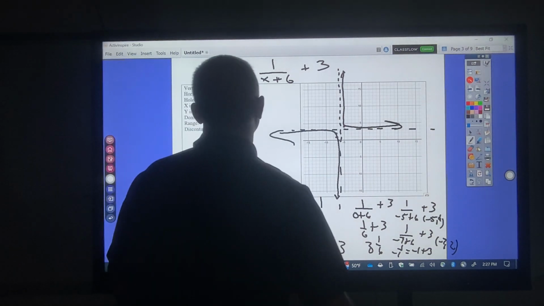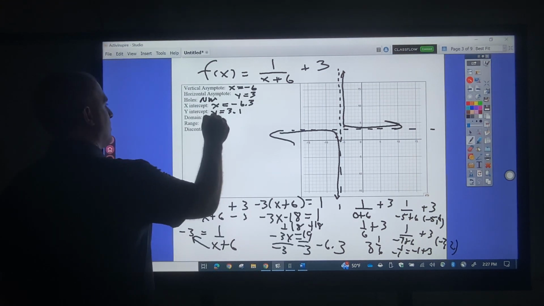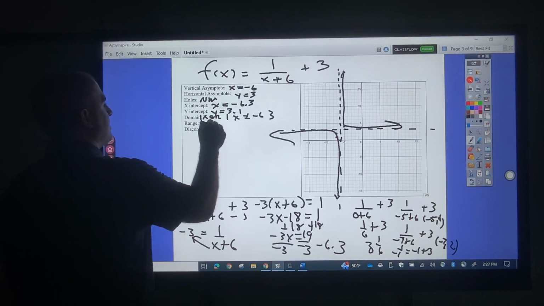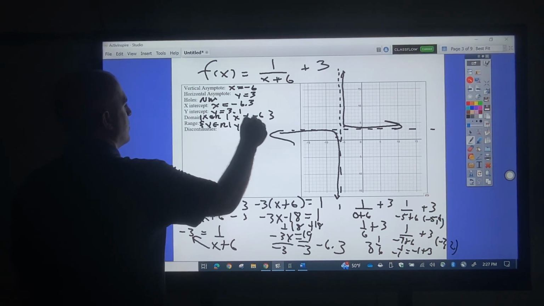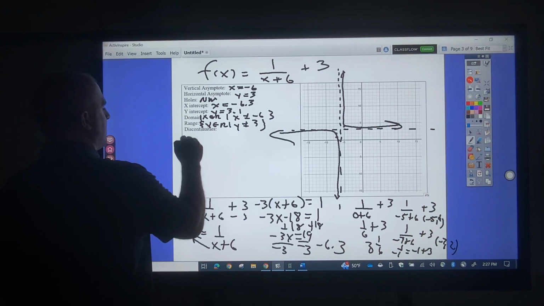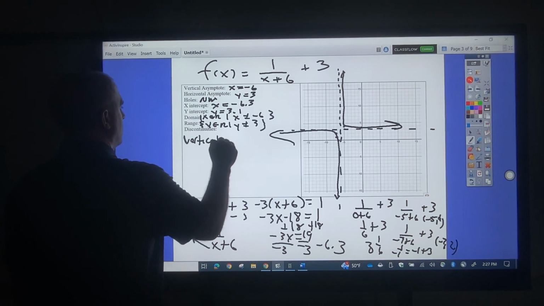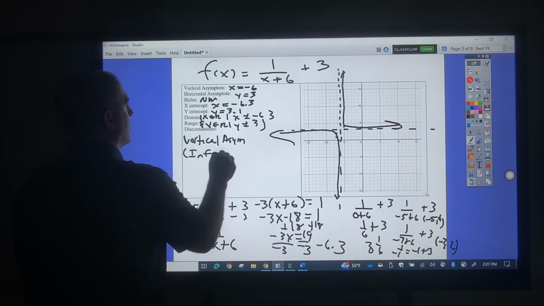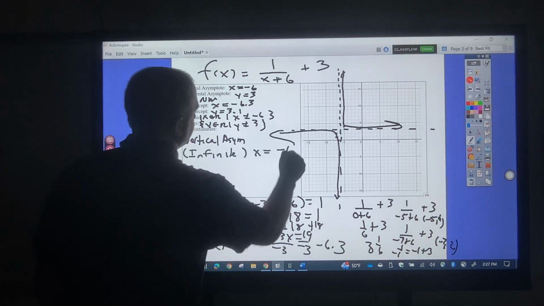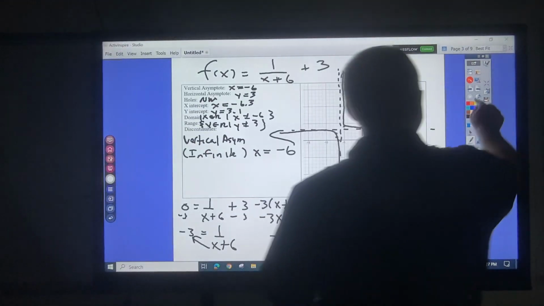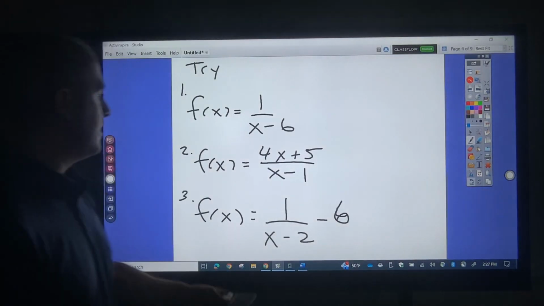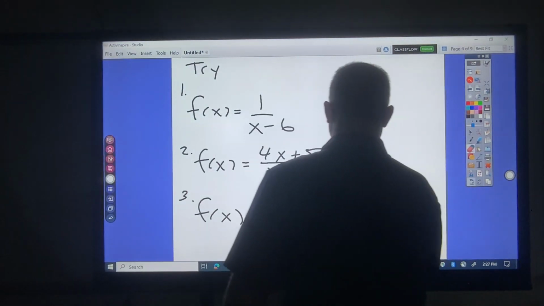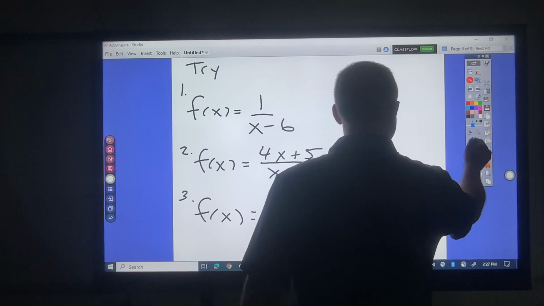Okay, all right. In my domain, x is an element of all real numbers, such that x can't be negative 6. My range, y is an element of all real numbers, such that y can't be 3. My discontinuities, I have a vertical asymptote, which is an infinite discontinuity at x equals negative 6. Okay, all right. So pause your video and go ahead and work on those. Make sure that it's a negative 6 there.